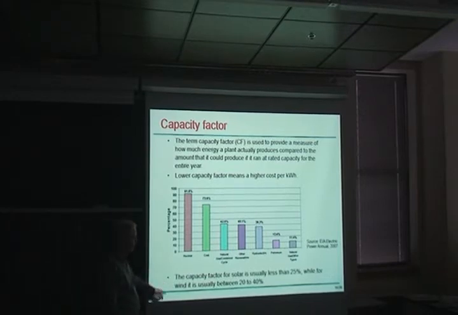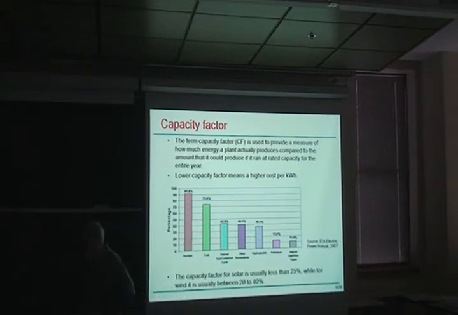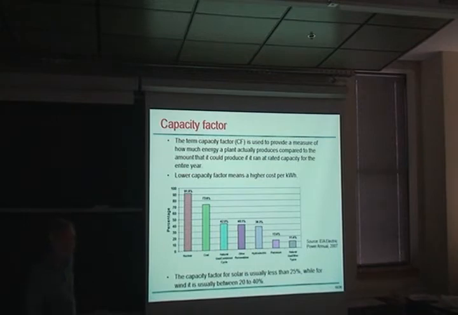Wind is usually between 20 and 40%. If it's down at the 20% end, it's uneconomic in its own right. But tax credits tend to distort those figures. So there's wind that goes in that's completely uneconomic, but they're getting tax credits on most of it.